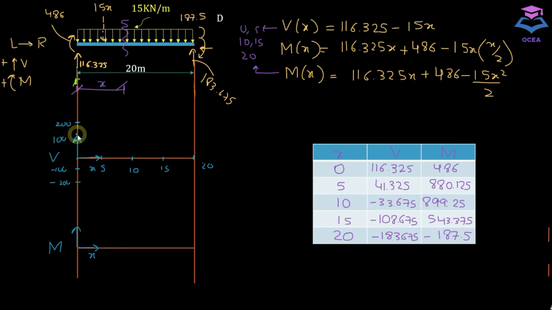So at x equals 0, shear force is 116.325, so it would be somewhere here. At x equals 5, it's equal to 41.325, so it would be somewhere here. Similarly, at 10, it's equal to minus 33.675, and this would be somewhere here. At 15, it's minus 108.675, which means it would be here. And at 20, we have minus 183.675, which will be somewhere here.